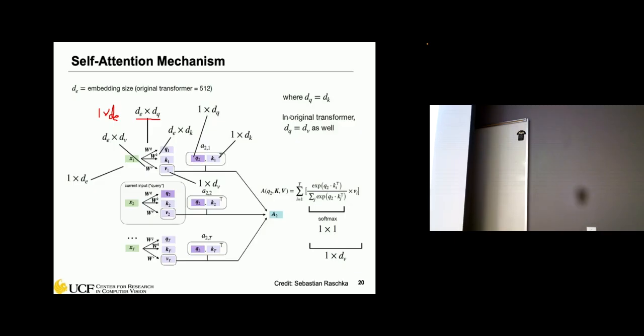A2 will also end up with the dv dimension. The dk and the dv are the same, but that doesn't matter, because here you have a scalar multiplying with that. V1, V2, they all have the same dimension.